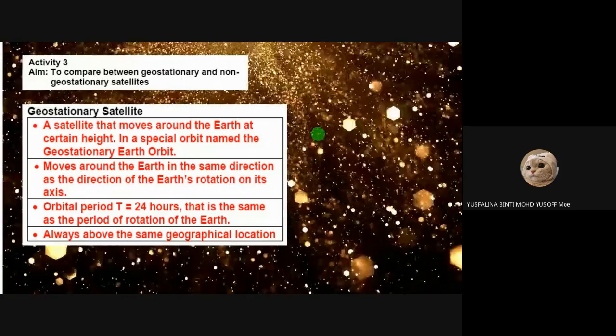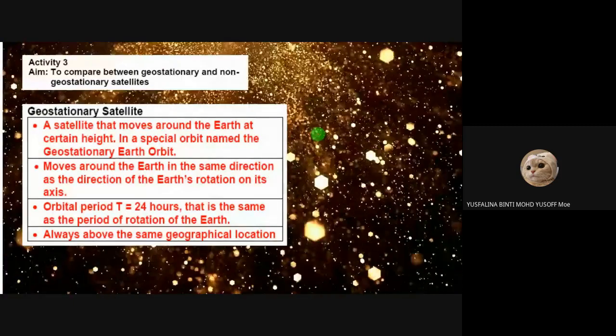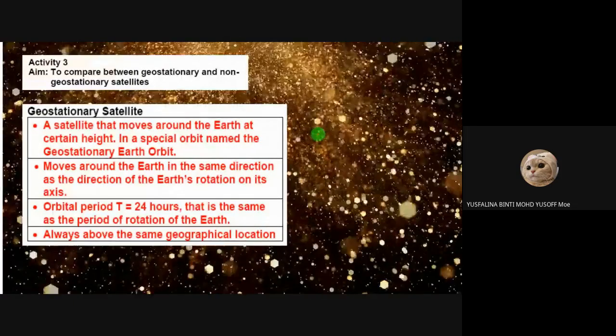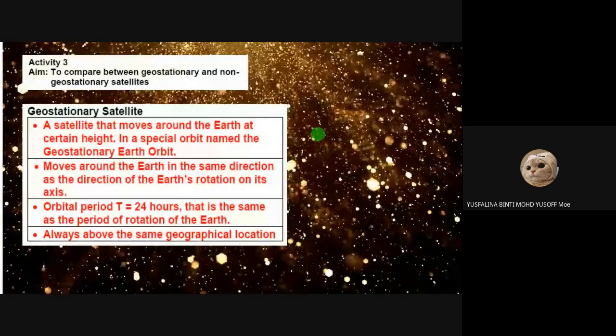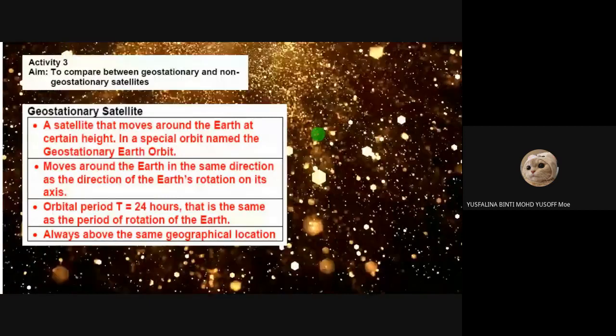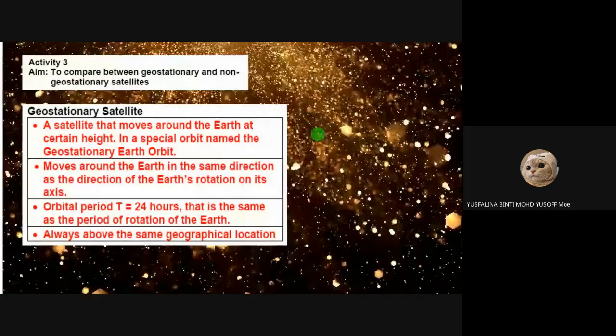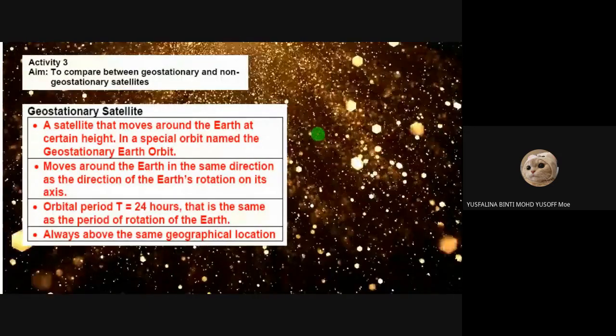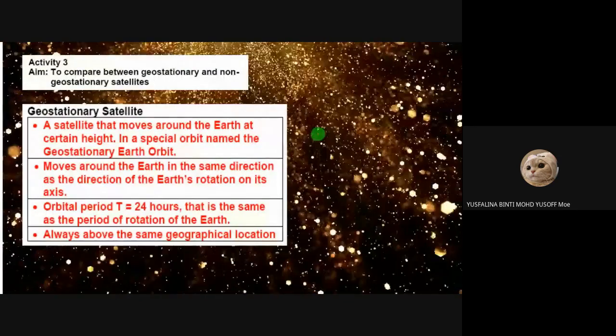And the next one is that it is always above the same geographical location. So let's say we launch it from Malaysia. So it will stay on top of Malaysia. So it will not change the place. So that is the geostationary satellite.